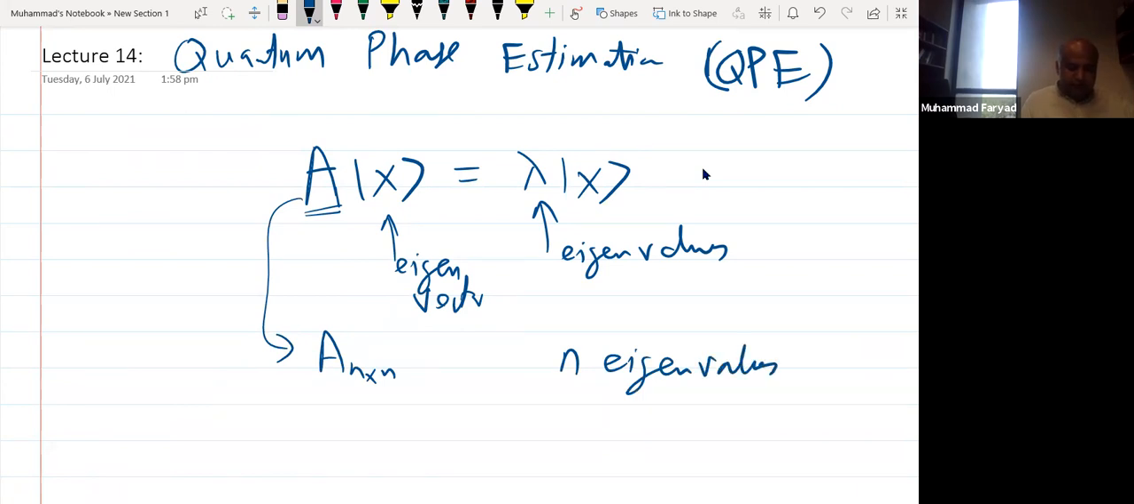And in general, these lambdas could be different. So in terms of notation, we can use xi and lambda i, which means that i could be 1, 2, all the way to the size of this matrix. So if it is a 2 by 2 matrix, there could be 2 eigenvectors and 2 eigenvalues corresponding to each of the eigenvectors and so on.